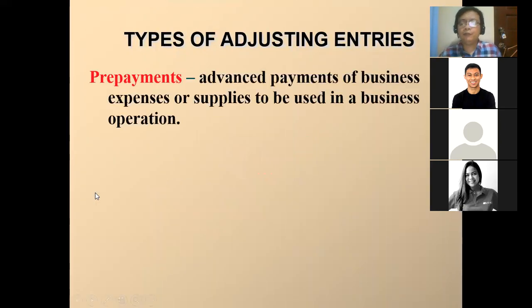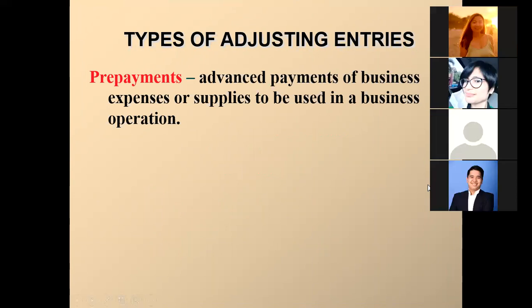Alright. In terms of the adjusting, I will not discuss the methods. Do you still remember Lina? There are two methods in terms of prepayments. Do you remember, Richard? Yes, sir. You have the asset method and the expense method. Don't worry, I will not discuss that, so you won't get confused. Maybe I will discuss only one method, the easiest, which is the asset method.